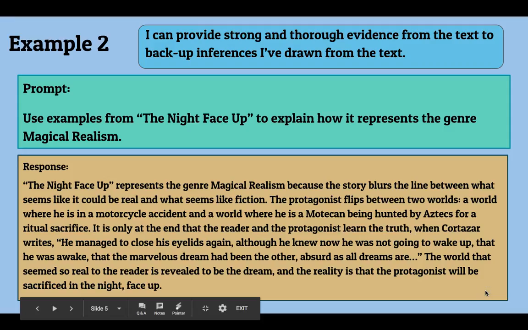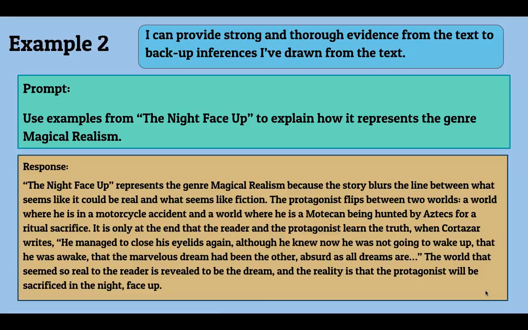Let's move on to the second example. In this one, we're going to provide strong and thorough evidence from the text to back up inferences that I've drawn from the text. So the prompt says, use examples from The Night Face Up to explain how it represents the genre magical realism. Now, in the story, it doesn't just come out and say, hey, I'm an example of magical realism because I do this thing. You have to use some inferences.